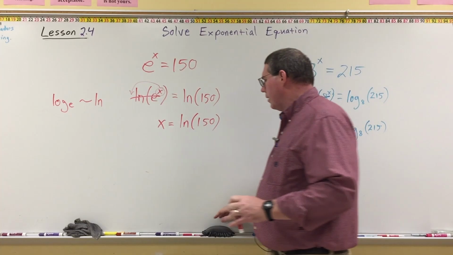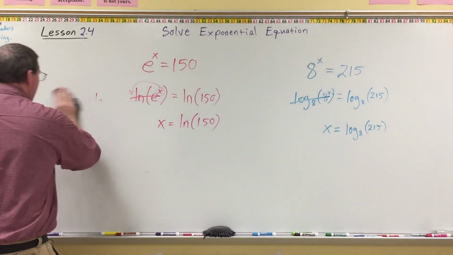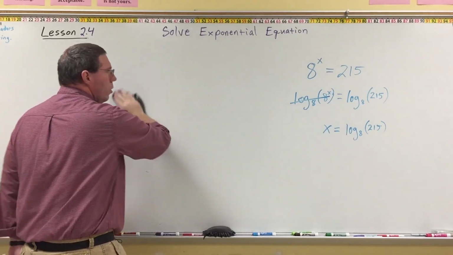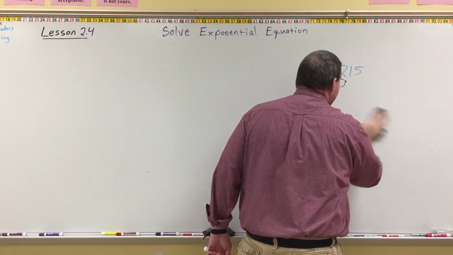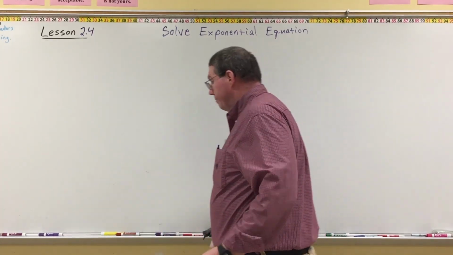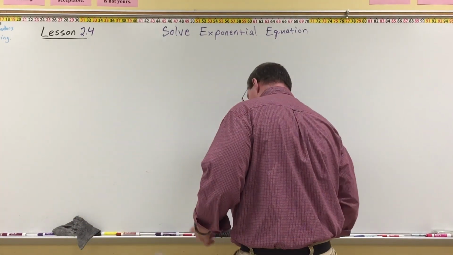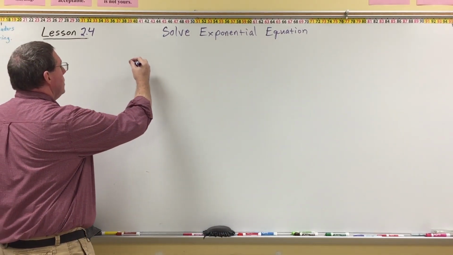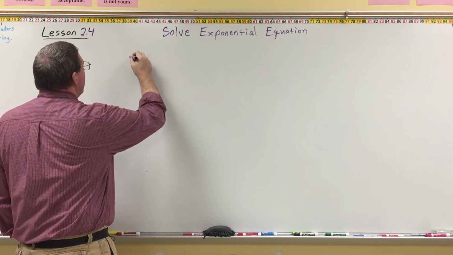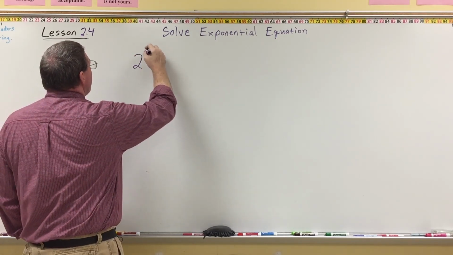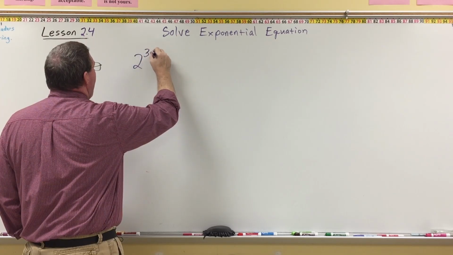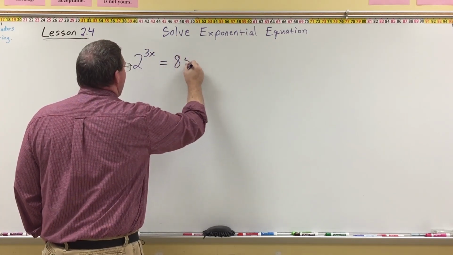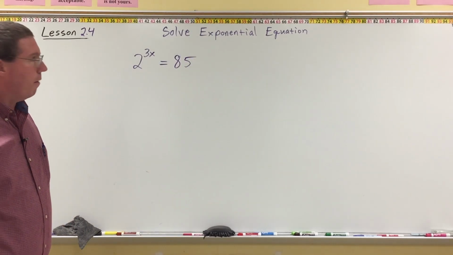All right, let's take it up a notch. We should complicate the exponent a little bit more now that we have the basic rule of how to cancel the base of an exponent with a logarithm. So let's try this. How about 2 to the power of 3x is equal to 85, okay? Just kind of making stuff up here.